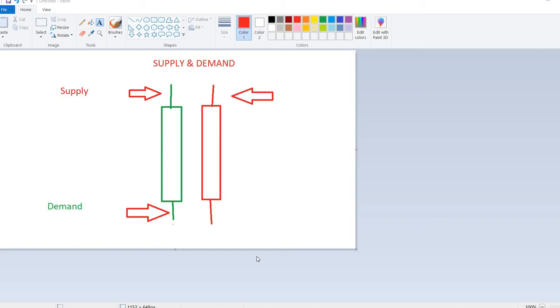So today we are going to talk about supply and demand. This strategy is very good for swing traders who want to take a position and hold it for a week or a month or something. Okay. So let's see what is demand and what is supply.